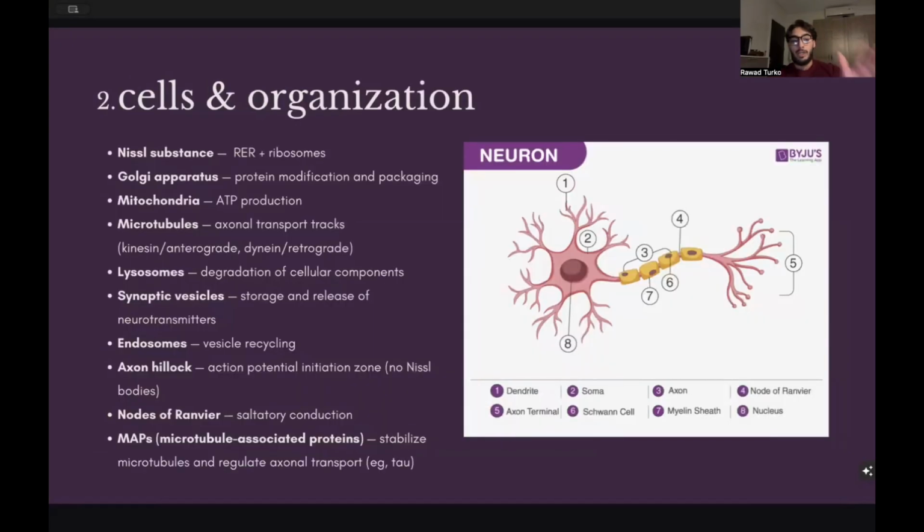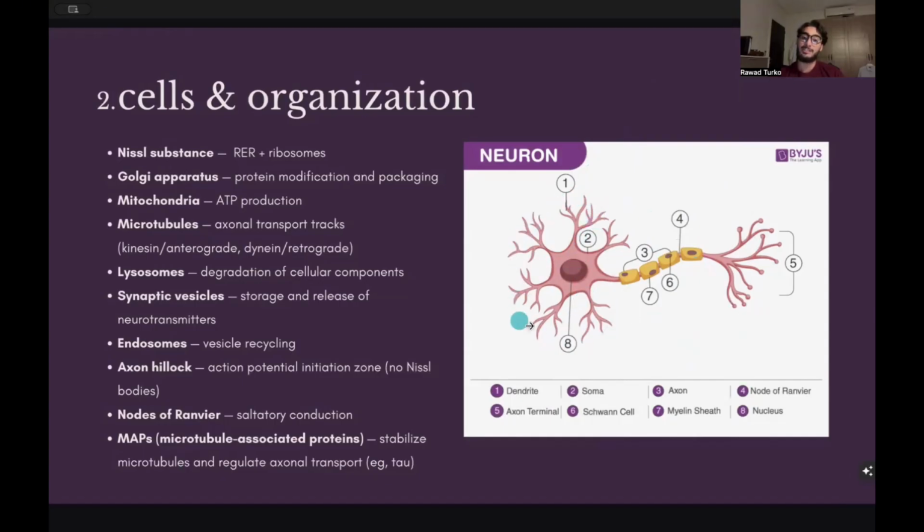All right. Now, this is all the clinical stuff from your first lecture, the development lecture. Now we're going to move on to cells and organization. This is a bit of an easier lecture to get through just because there's not that many clinical correlations. So we're going to talk about the neuron and the different parts of the neuron. So this is a neuron. This is the cell body here, or the soma. People call it the soma, this thing in the middle.